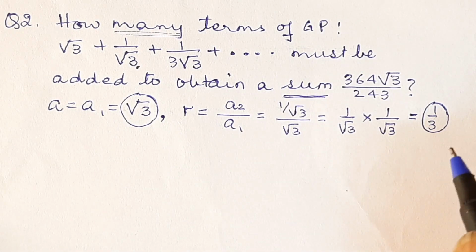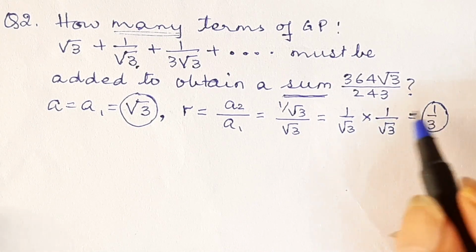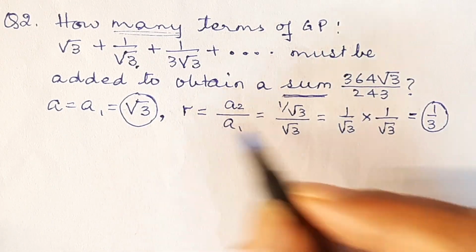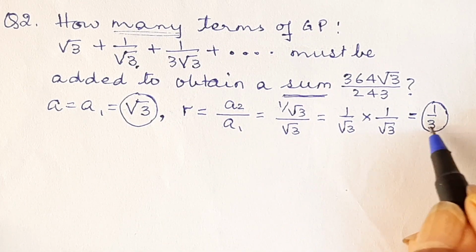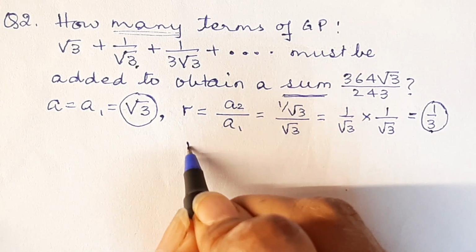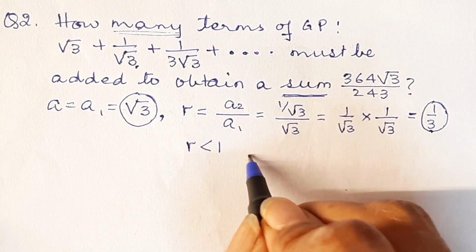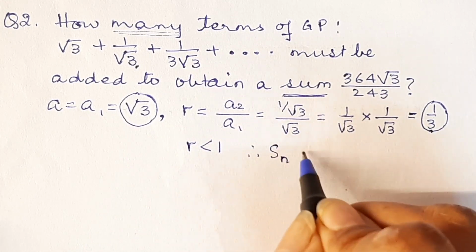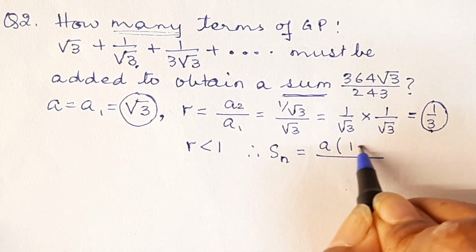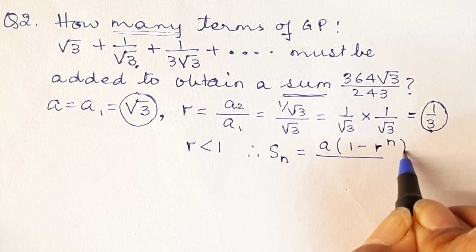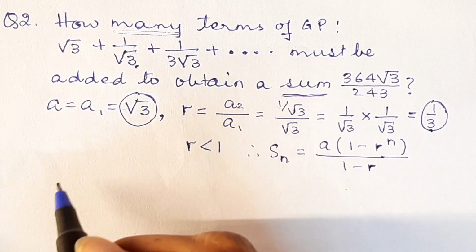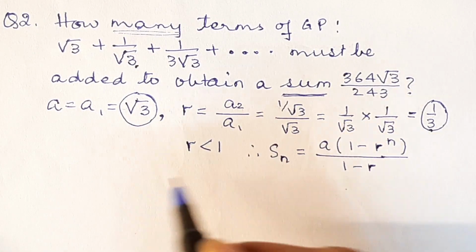Now remember, the formula for the sum of n terms of a GP is different if r, that is the common ratio, is less than 1 and when it is greater than 1. What is our r? 1/3. So we have r which is less than 1. Therefore, we will have Sn given by the formula a into bracket 1 minus r to the power n upon 1 minus r. And so we will now substitute the values.